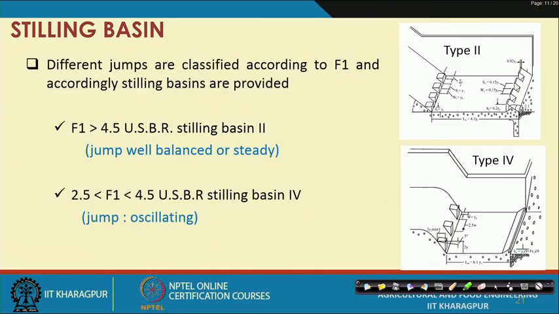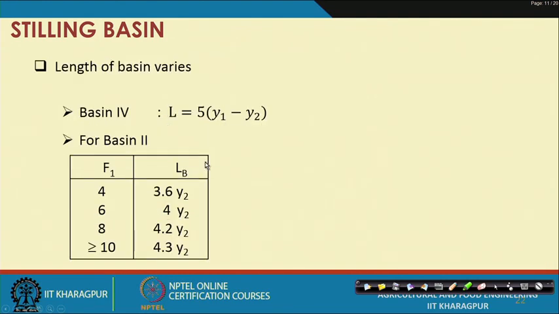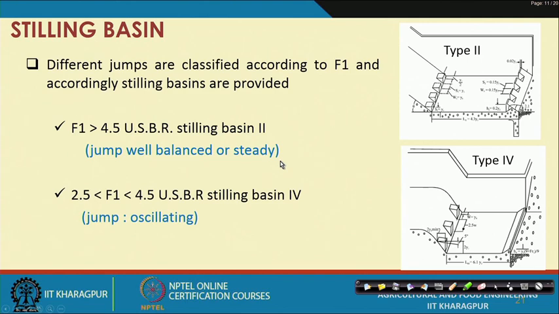Different jumps are classified according to F1, the Froude number, and accordingly stilling basins are provided. If F1 is greater than 4.5, it is a supercritical flow, the jump is well balanced and steady, and USBR stilling basin 2 is used in this case. However, if F1 is between 2.5 and 4.5, the jump is oscillating, and in this case stilling basin 4 is provided.